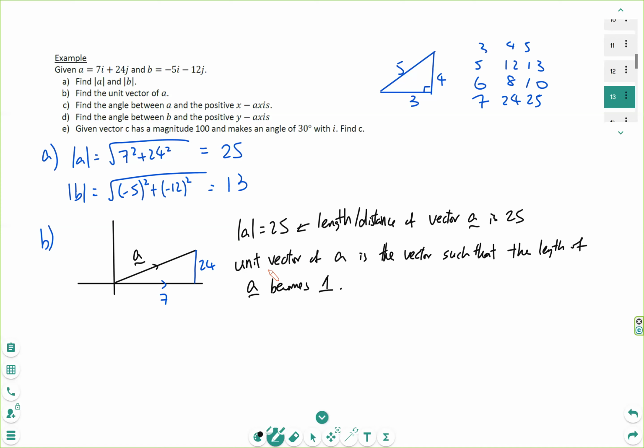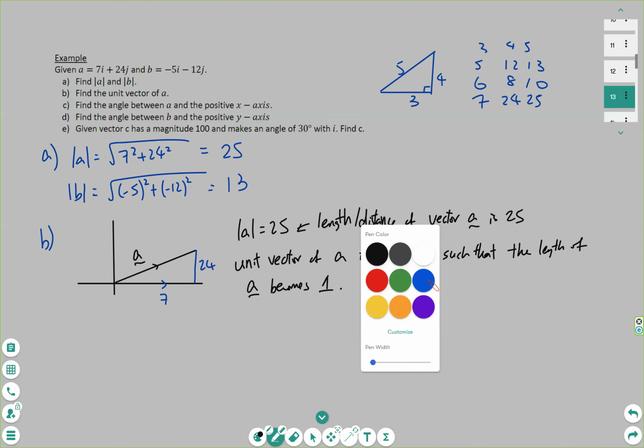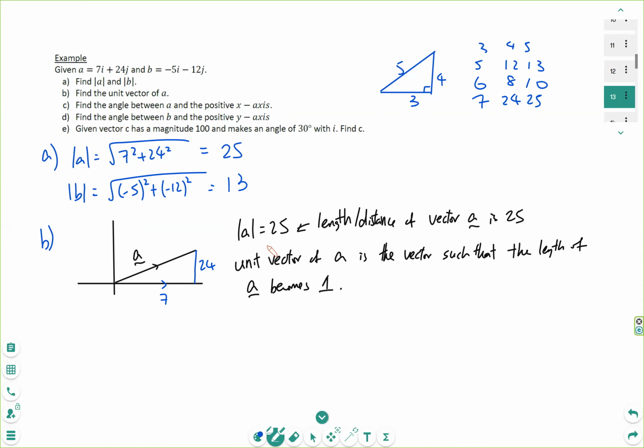Unit means 1. So think of it like enlargement. If currently the length is 25, if I want to shrink it to a distance of 1, then the scale factor will be 1 over 25 because you divide it by 25. So therefore the unit vector, we call it a hat. So this is just a unit vector.